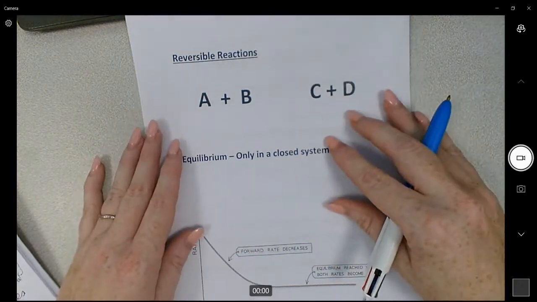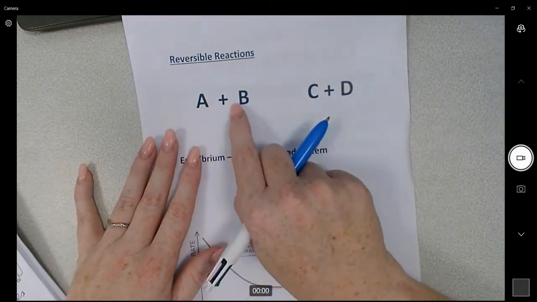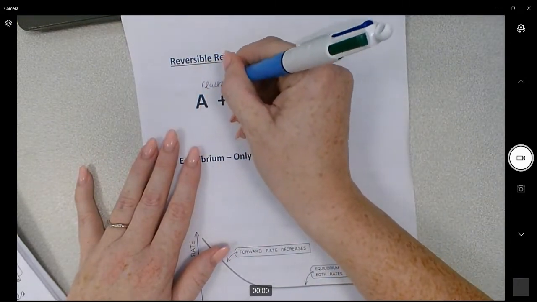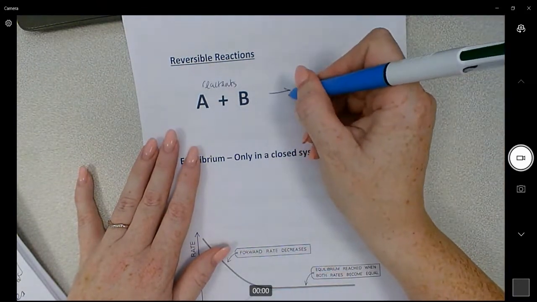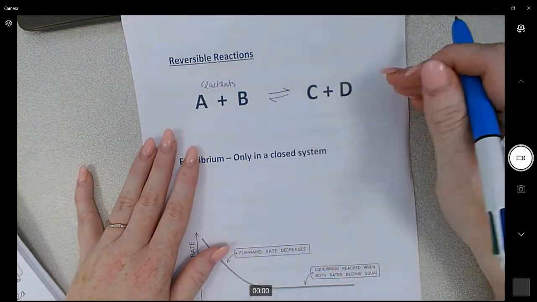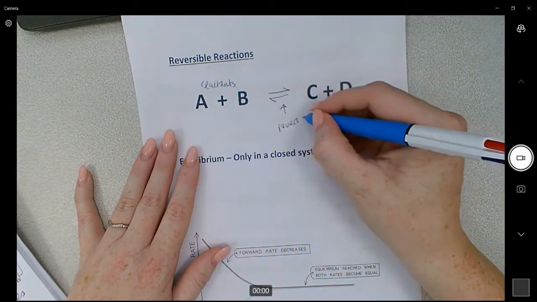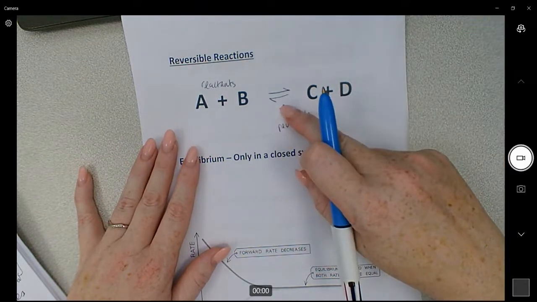So I'm going to start with what the idea of a reversible reaction is. So can you see how I've got A plus B, which would be what we call our reactants. And if it's a reversible reaction for foundation tier as well as higher tier, you do need to know what that symbol means. So that symbol there means reversible. Okay, and you need to be able to identify that.